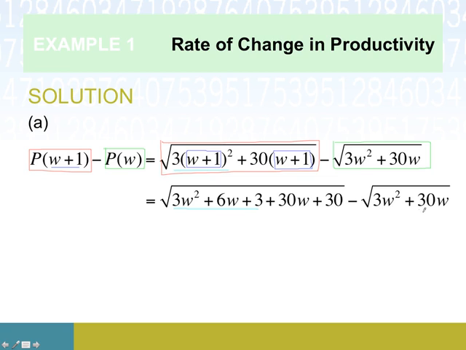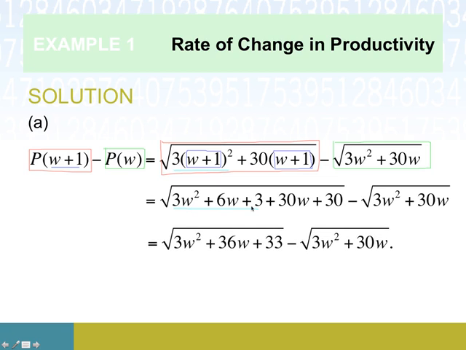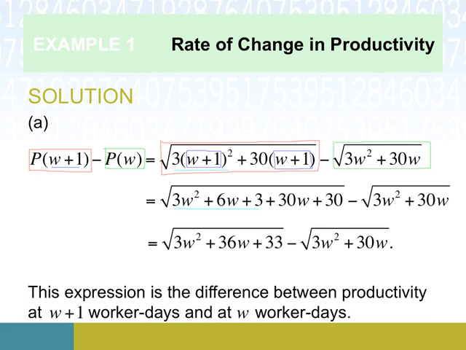And then there's not a whole lot we can do with that second radical. There's not any great way to combine two different radicals separated by subtraction, so not much to do there. We can simplify a little bit underneath this first radical to get 3w squared plus 36w plus 33. But that's about it. Okay, so then all that's left is the interpretation piece.